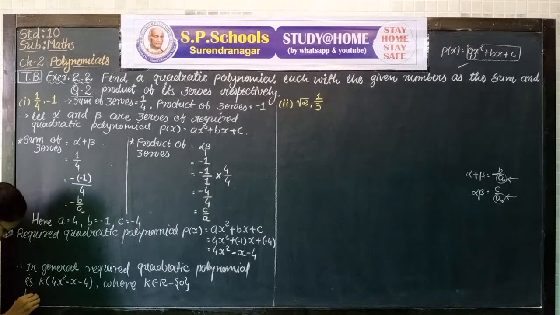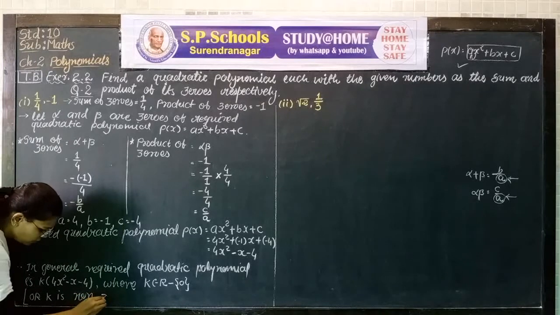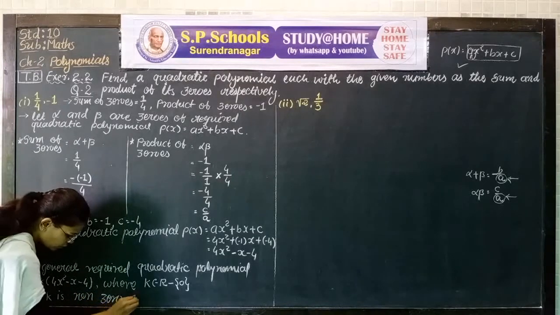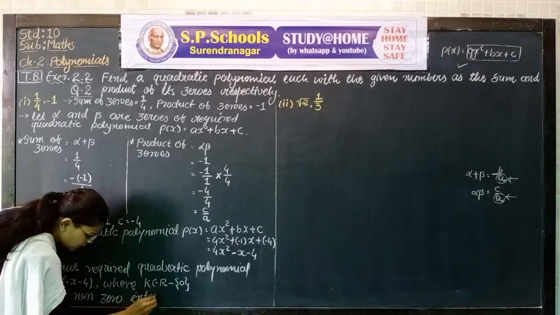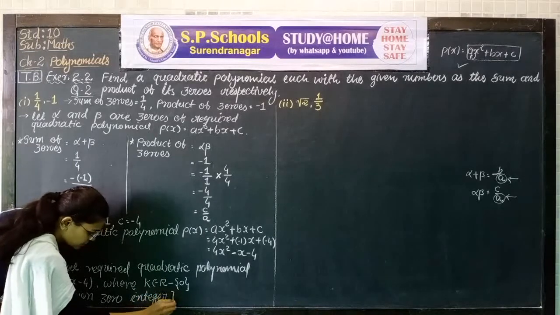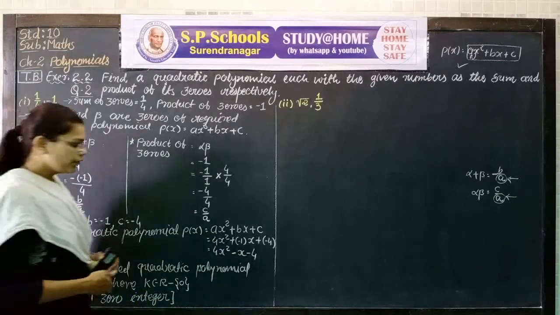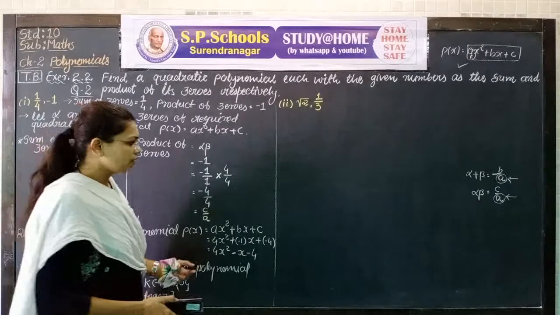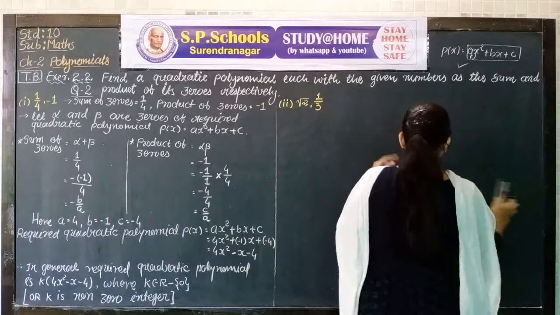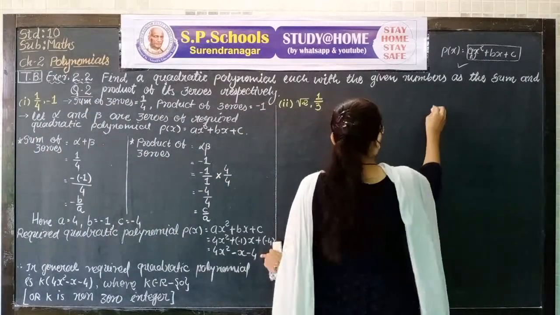It is for you, where k is a non-zero integer. Okay, now we verify whether our polynomial is correct or not. Then we go for the next.